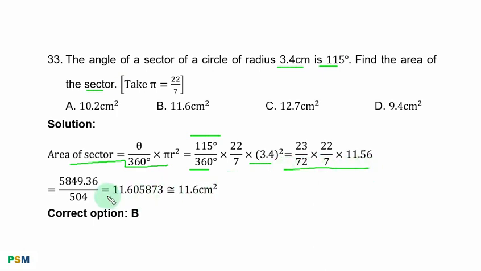After multiplication and division, you have this result to 1 decimal place or 3SF. The area of the sector is approximately equal to 11.6 square centimeters. The correct option is B.